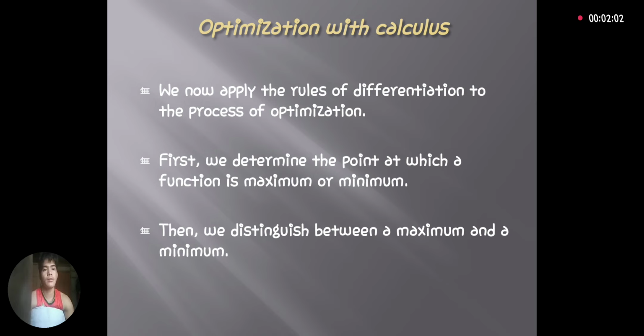Optimization with calculus. Now we apply the rules of differentiations to the process of optimization. First, we determine the point at which a function is a maximum or minimum. Then after, we distinguish between a maximum and a minimum.